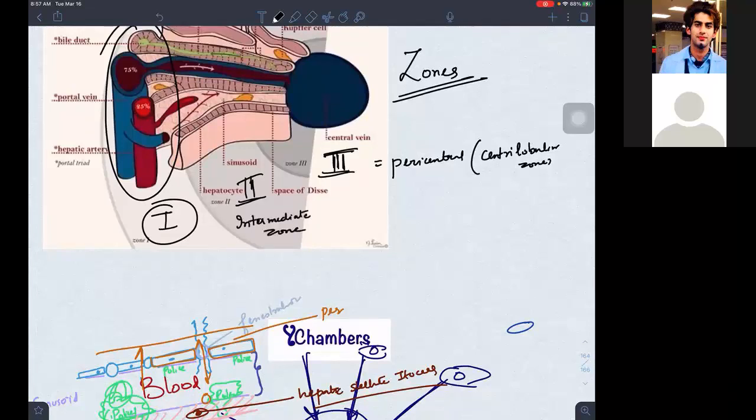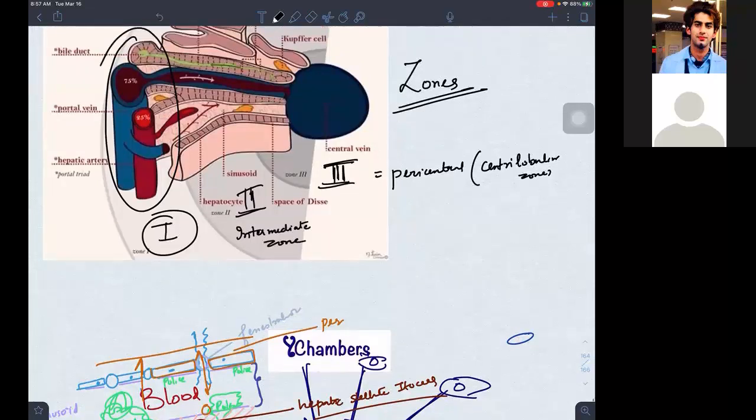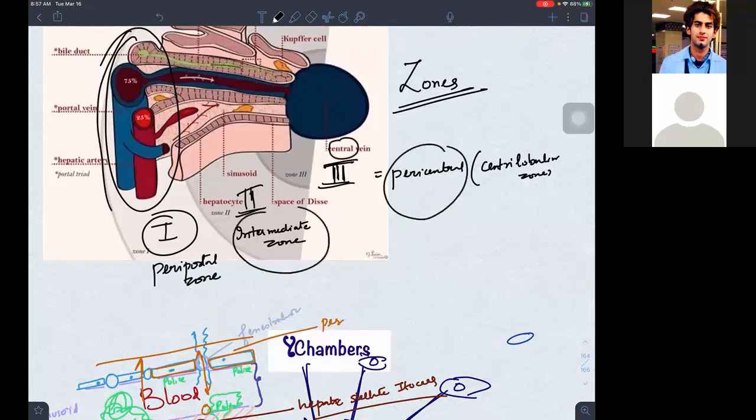If I talk about zone 1, can I say around the portal system? So periportal zone. Can I say this is a periportal zone? Yes, sir, it's periportal. So pericentral zone because around the center. Intermediate zone because between zone 3 and zone 2. Periportal zone because it is around the portal triad.